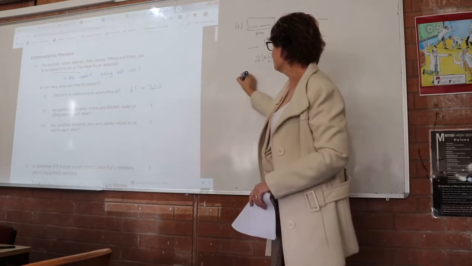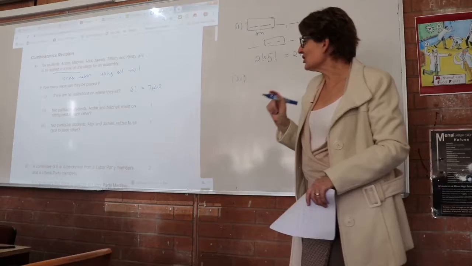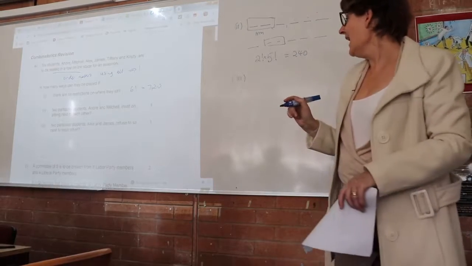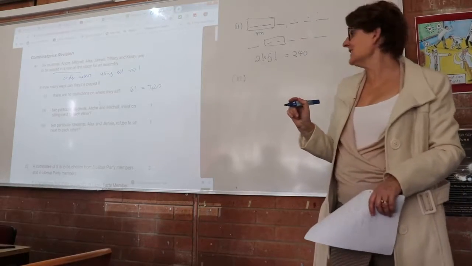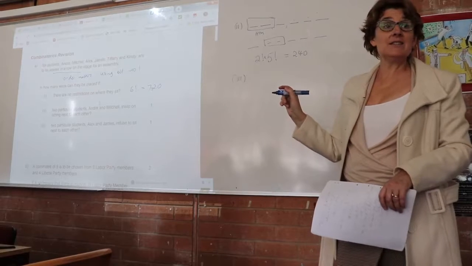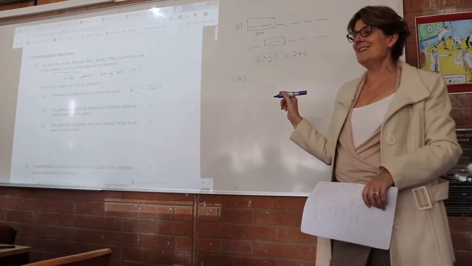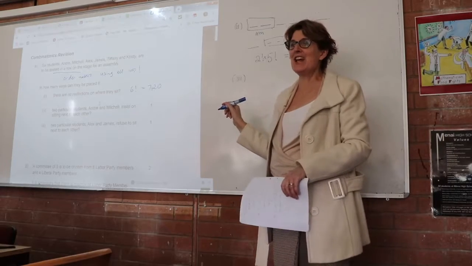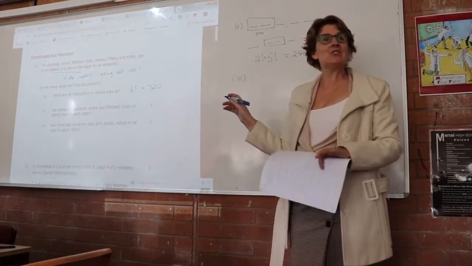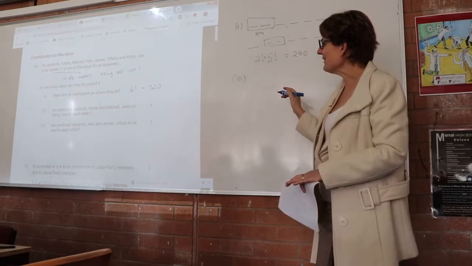Okay, so then, part 3 says 2 particular students, Alex and James, refuse to sit next to each other. This is separation. Yeah, Alex McCritchie and James Humphreys. They used to always fight with each other, so they had to be separated.